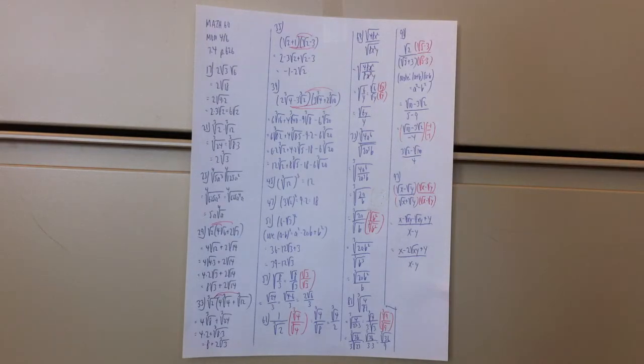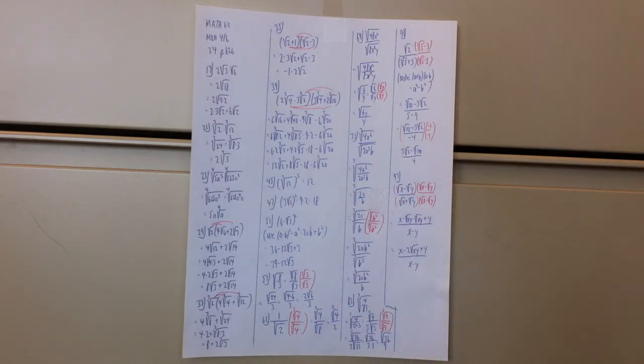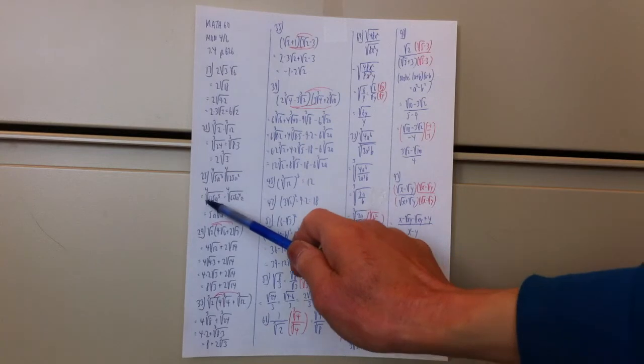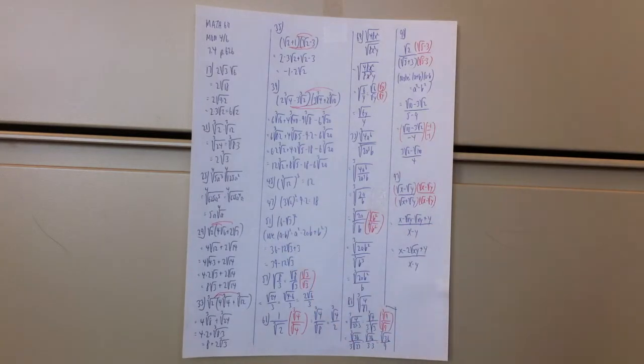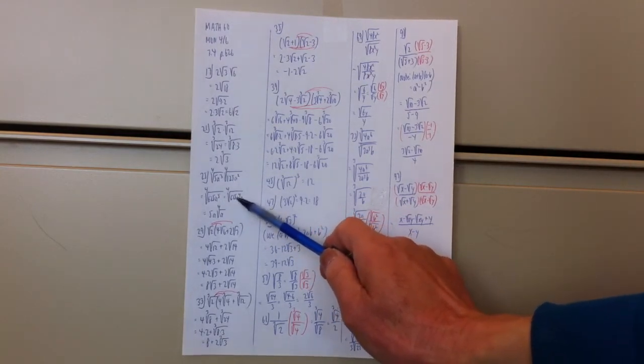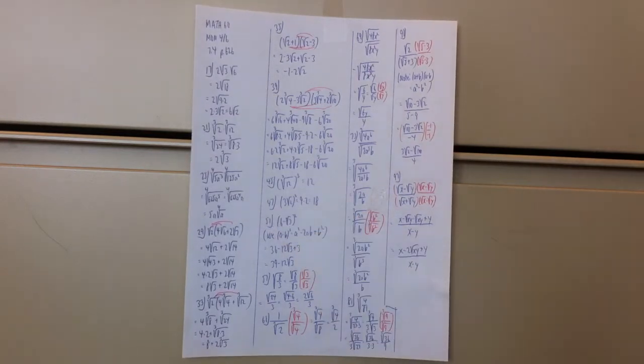25, we have fourth roots. So fourth root of 5a cubed, times fourth root of 125a squared. I can multiply these two together. 5 times 125 is 625. A cubed times a squared is a to the 5th. And now a to the 5th I can rewrite as a to the 4th times a, because a to the 4th is a perfect fourth power.